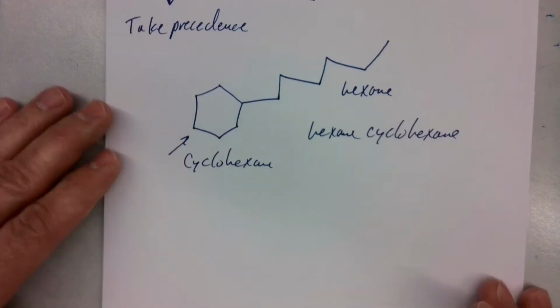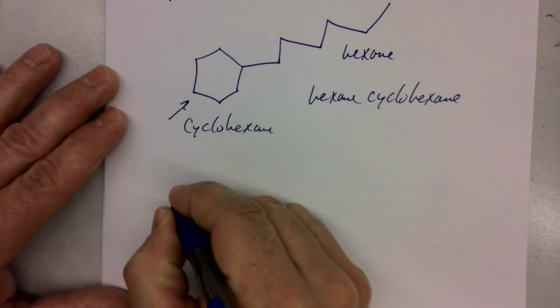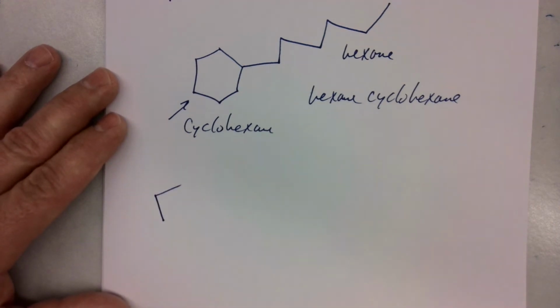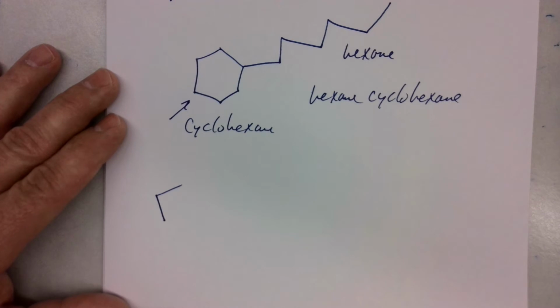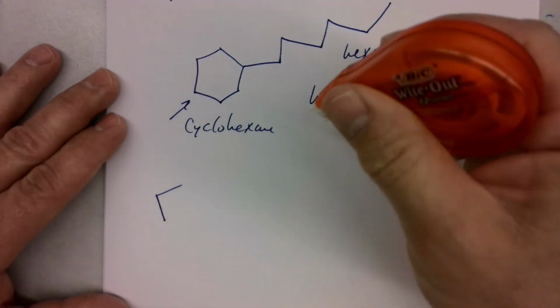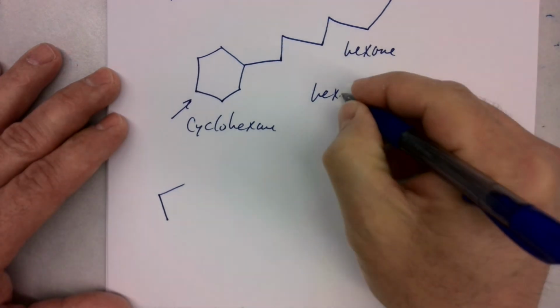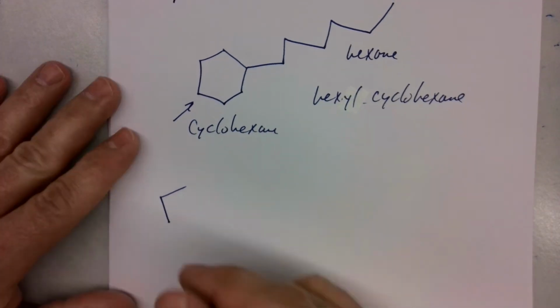So if I had, let's say I did this. Oh, what did I screw up there? Anybody notice what I screwed up there? This is a branch, right? What should that have been? Hexyl cyclohexane. Because it's a branch now, right? Hexyl cyclohexane.